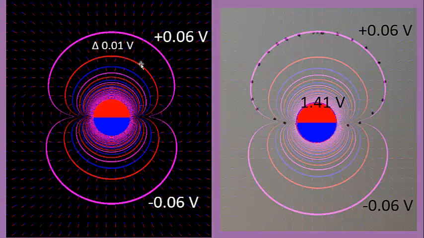And so this creates a gradient, a non-zero gradient. And this is what I am referring to as a pressure gradient.